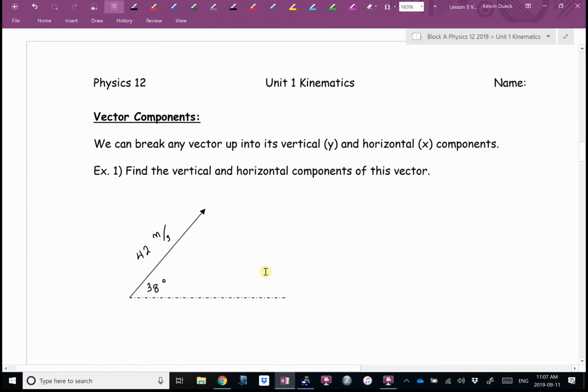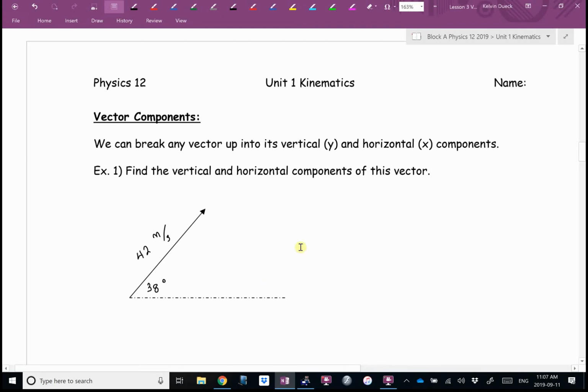How do I add two vectors together? Draw them tip to tail. What if I give you the resultant? Can you give me the original two vectors that make it up? We call this breaking a vector into its components. We can break any slanty vector into its vertical, usually we use the letter Y as an abbreviation for vertical, and its horizontal, usually we use the letter X as an abbreviation.